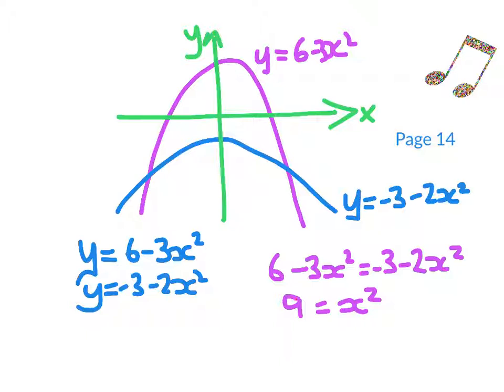I'm rearranging, so bringing all the numbers to the side, x squared to this side, so 9 is x squared, and that means x is the square root of 9, which is either plus or minus 3. So these points here are plus or minus 3. So now I have my limits.